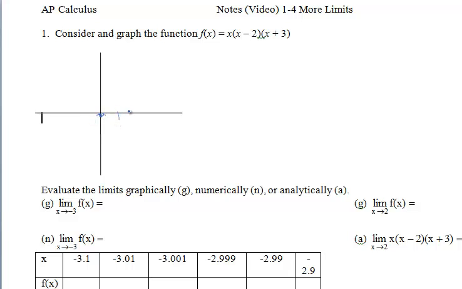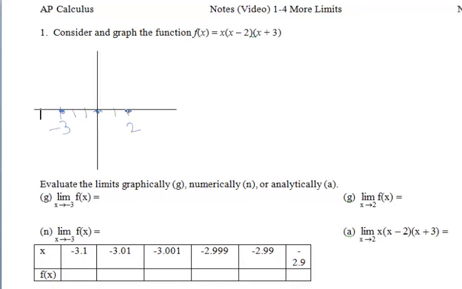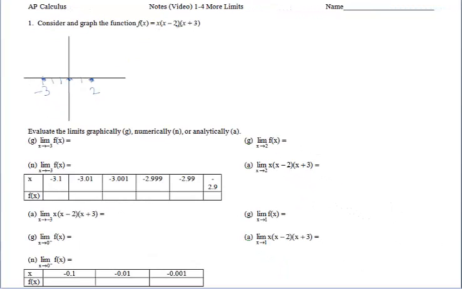Zero, 2, and -3. Okay, now from here, what we can do is think about that if you were to perform the algebra and FOIL and distribute, or multiply all those expressions together up here, that would produce a cubic function. All right, and it's a cubic function with a positive coefficient on the leading term.